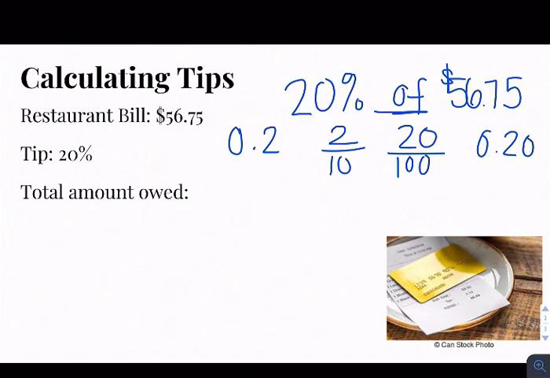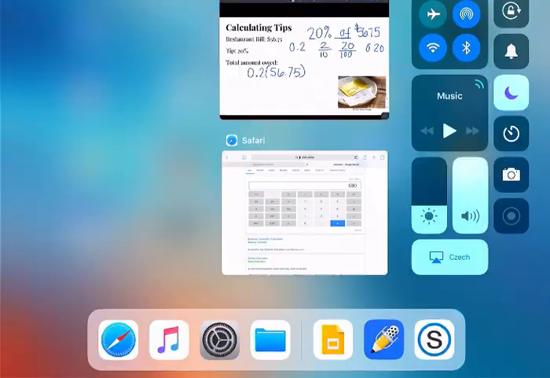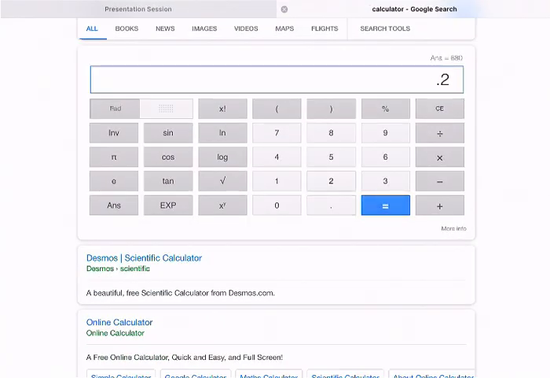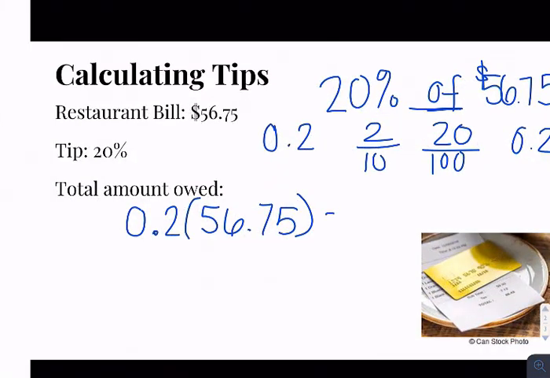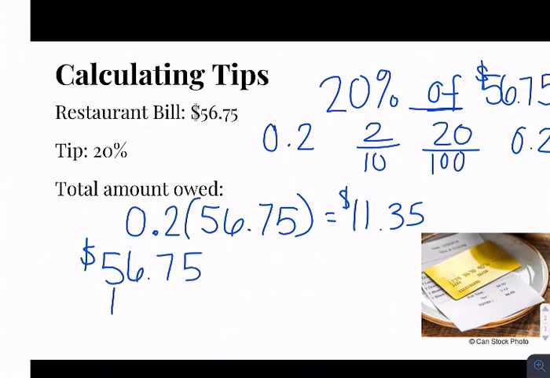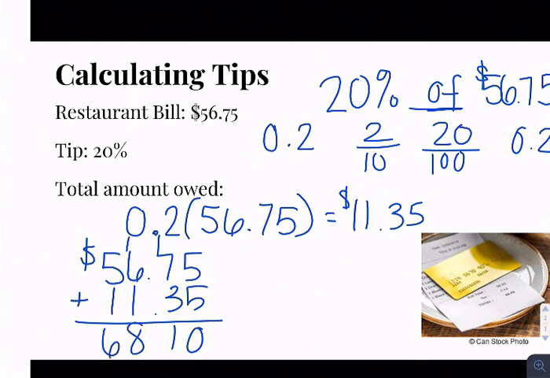So we're going to do 2/10 times $56.75. So we get $11.35. So that's 20% of our bill. That means we have to pay that in addition to the $56.75. So now we're going to take our $56.75 and add $11.35 to see what the total is going to be. So we get 10, 11, 8, 6. So our total is $68.10 because we are adding that 20% on to our bill.